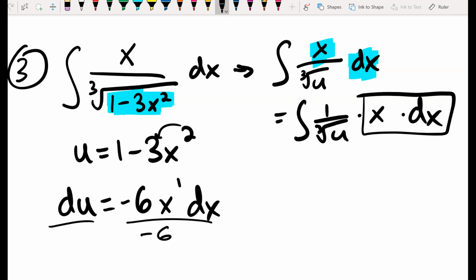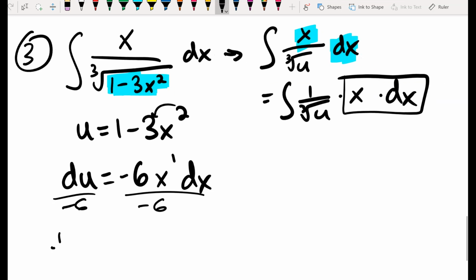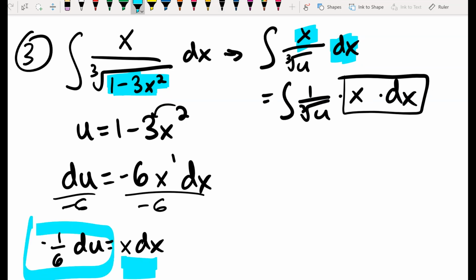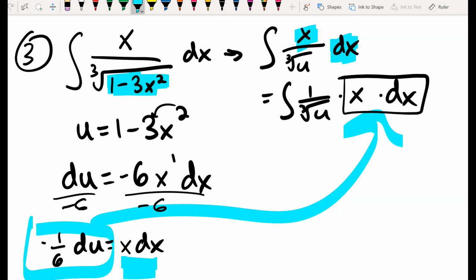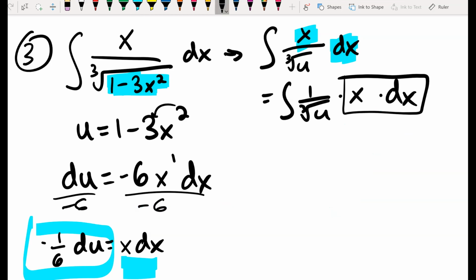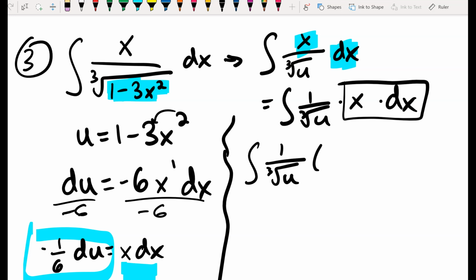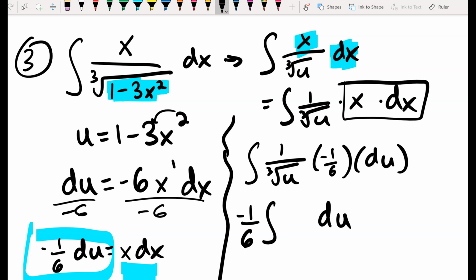So again, I'm going to just divide out the negative 6. And I get negative 1/6 du is equal to x dx. Lo and behold, that's exactly what I need, right? x dx. So I'm going to substitute in negative 1/6 du there. So really, this is the integral of 1 over the cube root of u times negative 1/6 du. You don't need to write this step if you don't want to. I always jump to just pulling the constant on the outside and thinking about how I could rewrite it to make it easier to take the antiderivative.